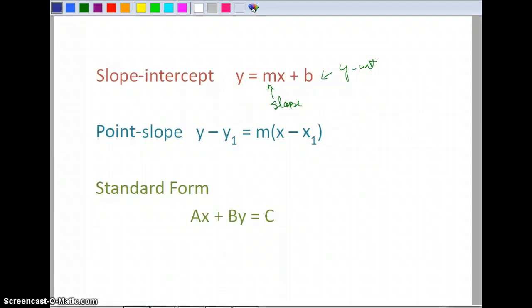So we've looked at two other ways to write equations. One form was slope-intercept. Remember, that's y equals mx plus b, where m is my slope and b is my y-intercept. The second form we've used is point-slope. We usually use this form when we're given a point and a slope. And the next form we're going to look at is ax plus by equals c, and that's called standard form.